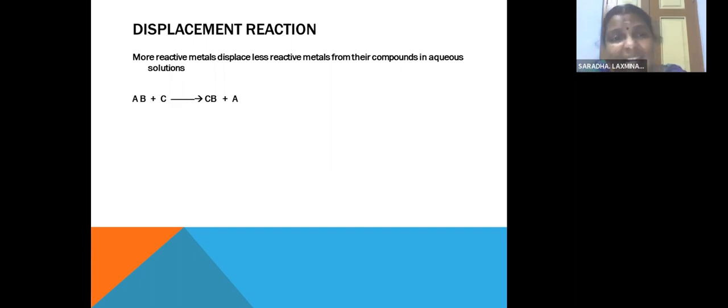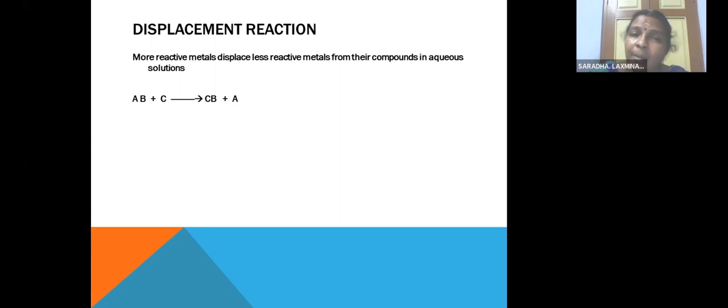So when a more reactive metal displaces a less reactive metal from its compounds in aqueous solution, we call that a displacement reaction. This actually starts in Class 7 in chemical changes. In chemical changes only, this lesson starts, where you are introducing copper sulfate solution, dropping an iron blade. But there we are not introducing the term displacement reaction, right? We are giving that as a chemical change. Why? Because there's a change in the color of the liquid. So you can even quote that and explain further that it is a displacement reaction.